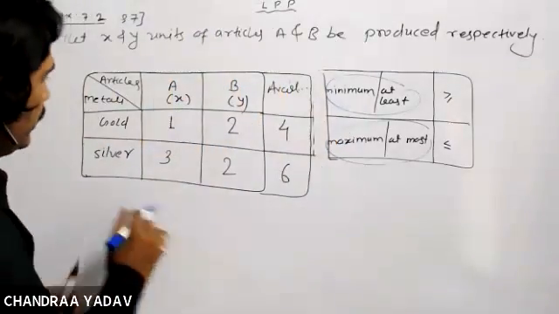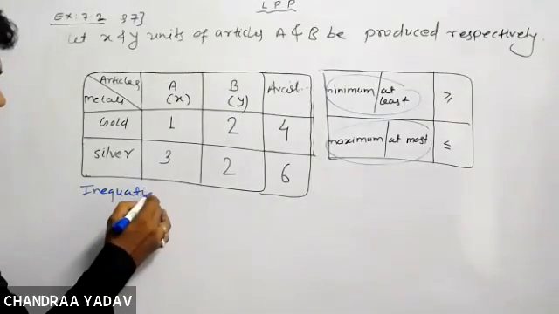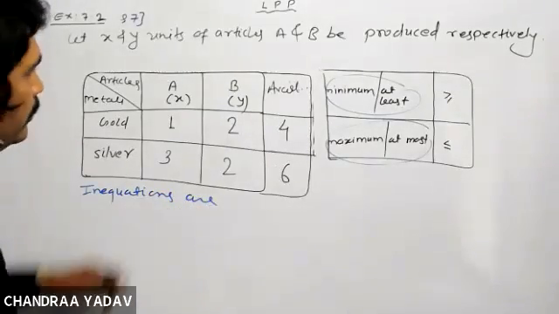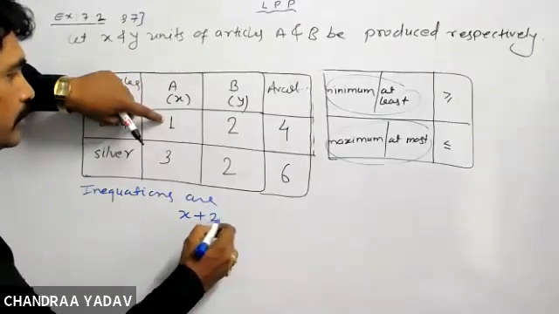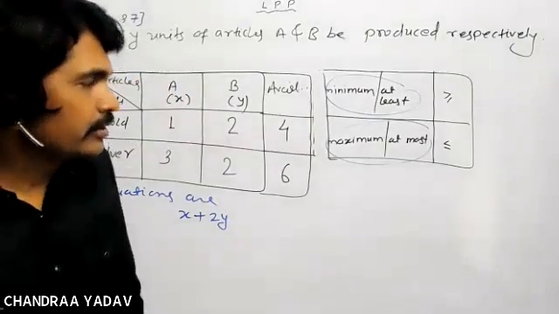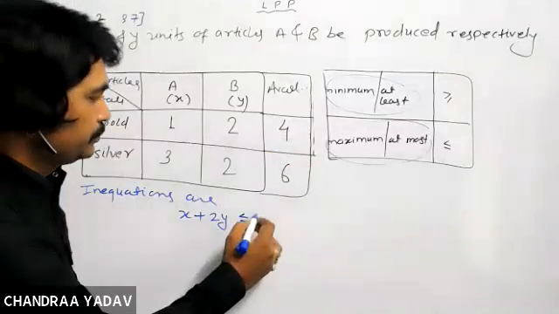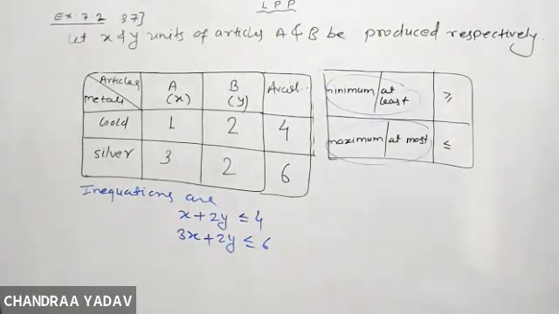So here we'll write the inequations. Now here this is x, so we'll write 1x plus 2y is less than or equal to 4, and 3x plus 2y is less than or equal to 6. Is it clear? Yes, sir.